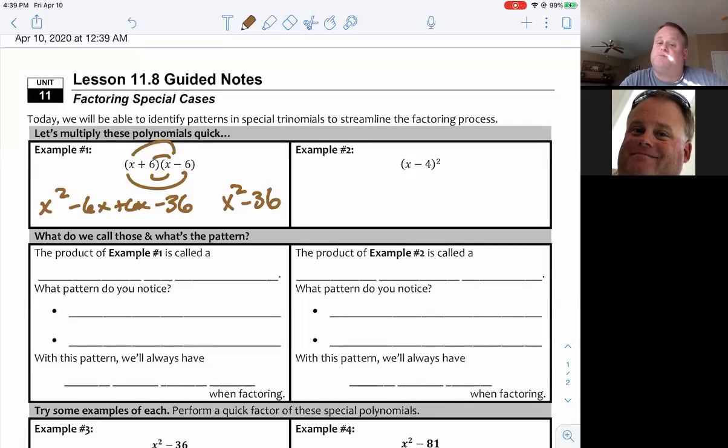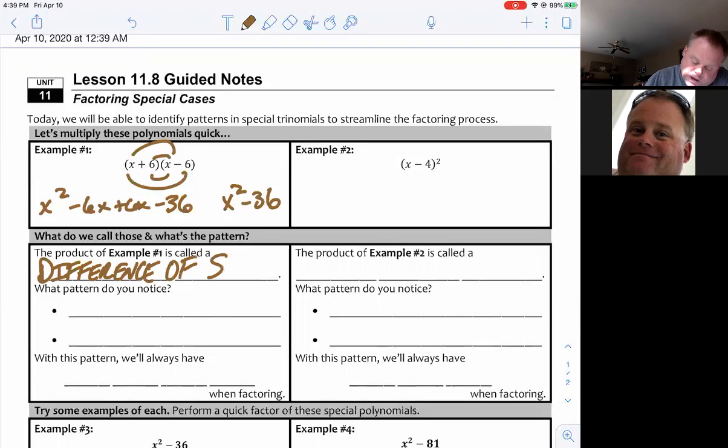And I alluded to this type of thing when we were learning how to FOIL before, right? And so this has a special name. When I have an x squared minus a number at the end, this has a special name, especially when that number at the end is a perfect square. And the name for this is a difference of squares.